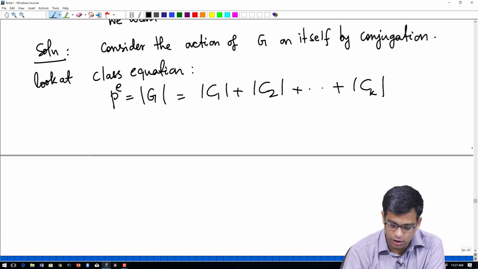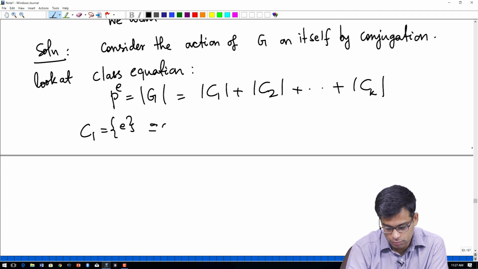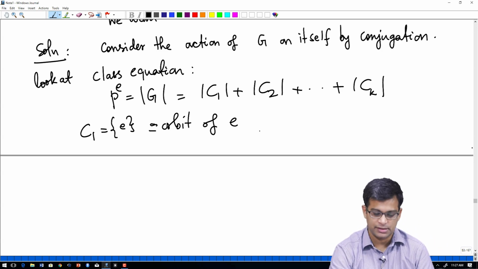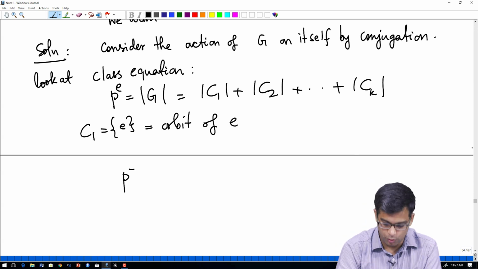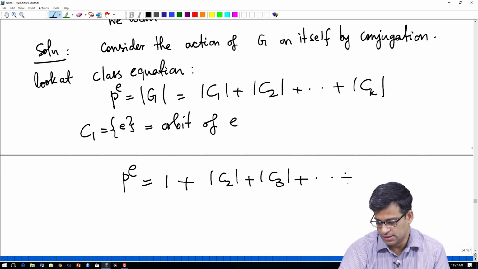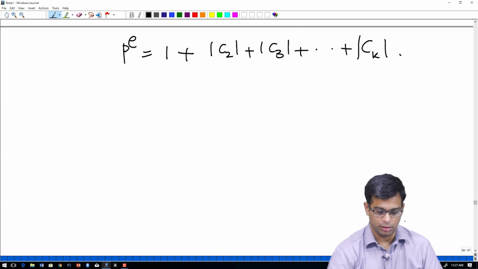But remember, one conjugacy class is just {e}, this is the orbit of e. Conjugacy classes are orbits of elements under the conjugation action. So, the class equation looks like p power e is equal to 1 plus C2 plus C3 plus up to Ck.